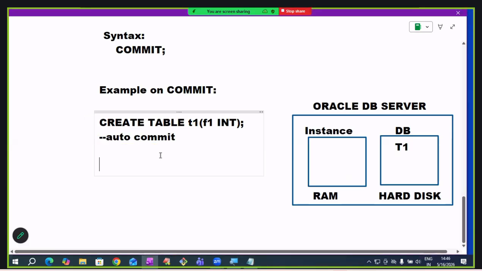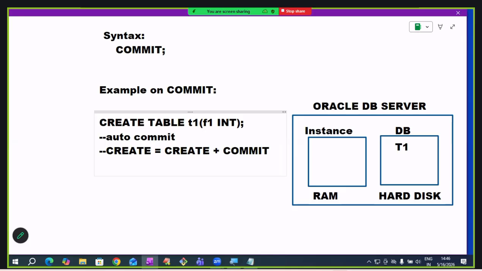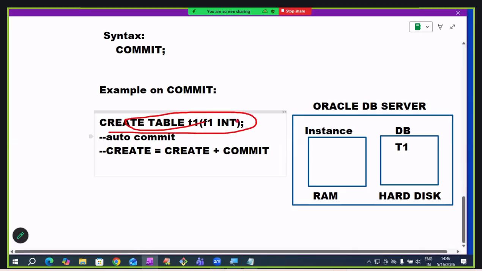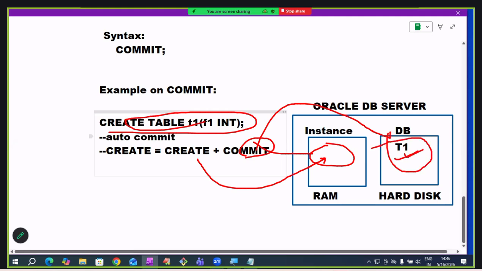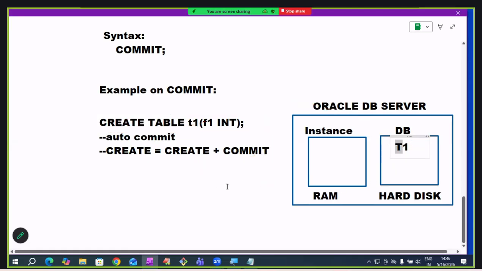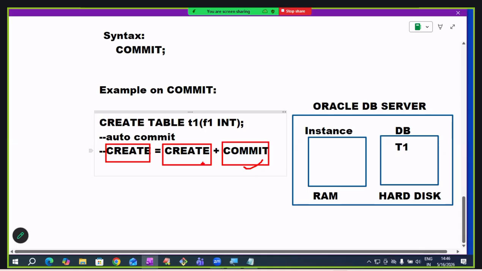Remember this. So here, when the create command is executed, internally the create command plus the commit command will be executed. That is why this table is created. Execution is done in the instance only, but I didn't submit any commit command. Automatically it is committed. The table is created permanently in the database. Executed in the instance and permanently saved in the database. Like this, internally the commit is happening. That is why I'm saying auto commit. When the create command is executed, the create command plus the commit command are executed implicitly. It is an auto commit command.